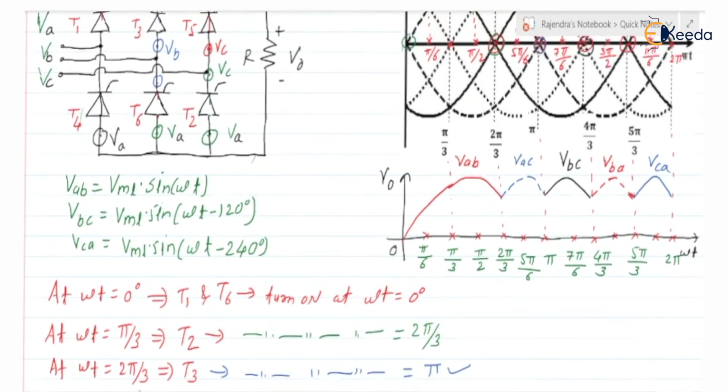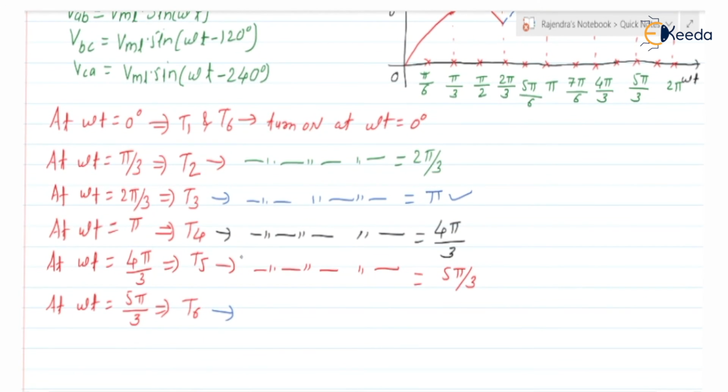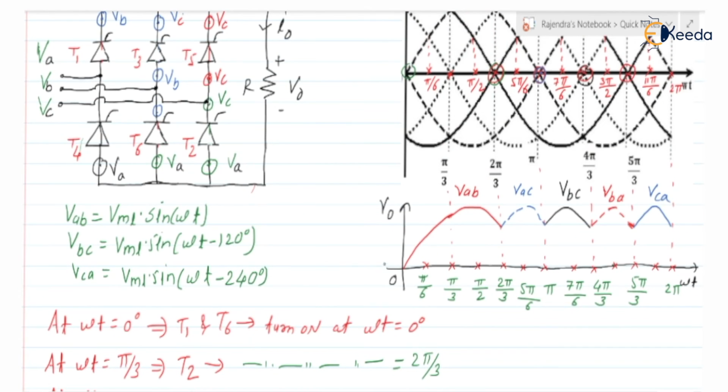Okay, so please check at 5 pi by 3. At 5 pi by 3, what is the VAB? If you check VAB, it is negative. And it will be positive after 2 pi. After 2 pi means what? It is equivalent to after 0. So after 0, T6 will be in the forward bias mode. So here T6 will turn on. T6 will turn on at omega t equal to 0 degree or 2 pi radian, 0 degree or 360 degree we can write. So at 0 degree, yes, T6 will turn on.